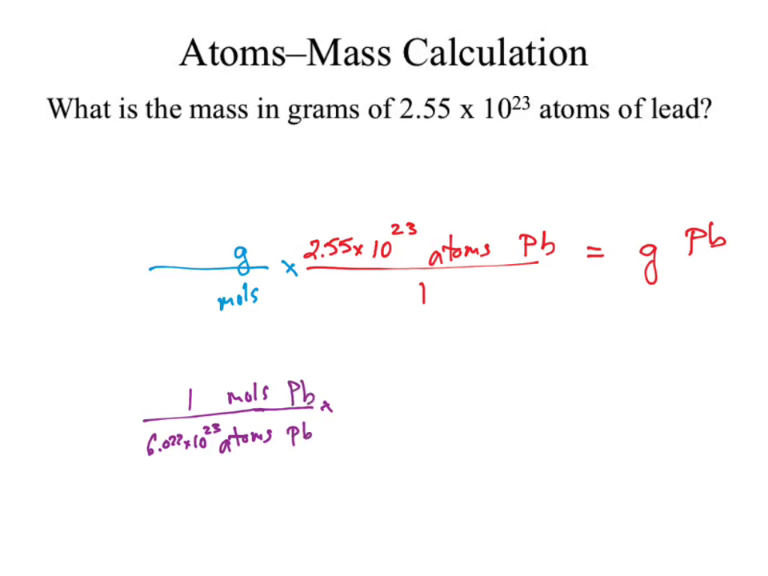Okay. What would happen in our calculation? Atoms of lead gets canceled. Awesome. I would now have moles of lead. Okay. Do I want moles of lead in my answer? No. What do I want in my answer? Grams. Okay. So I know moles of lead must disappear, and I want grams of lead up here. Where is that conversion factor found? That's on the periodic table.